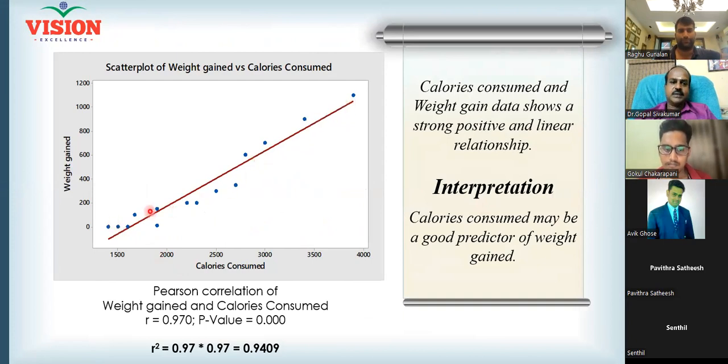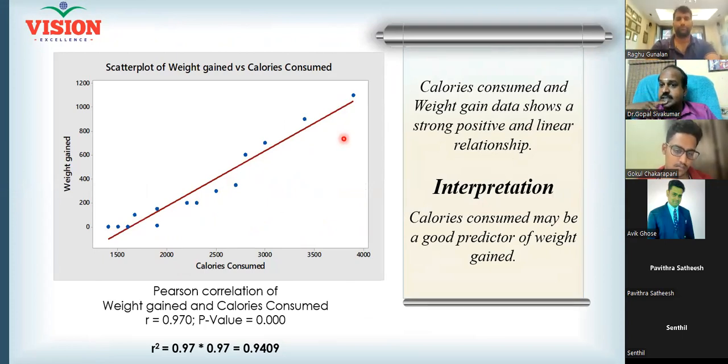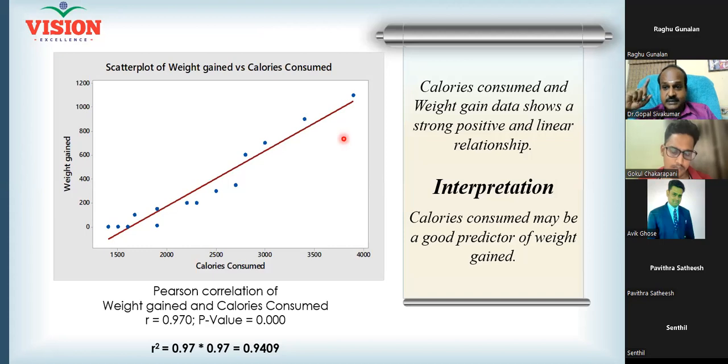Now, as a dietitian, what do you understand looking at the graph? Is there a correlation? Positive correlation. Is there a relation? Yes, there is a relation. That means, as a doctor, if you advise him to control the calories, the patient will be able to control the weight gain. Am I right? If you advise the patient to control the calories, the patient will definitely be able to control the weight gain.